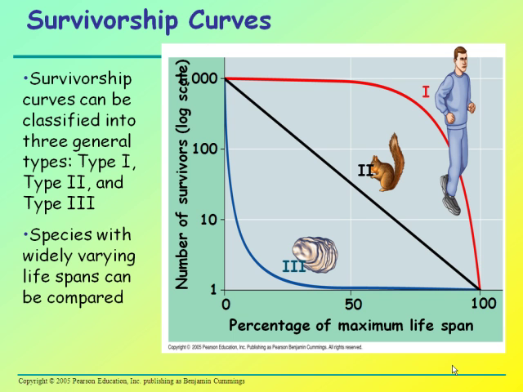Okay, this is another survivorship curve, an idealized survivorship curve, types 1, 2, and 3. Again, the y-axis is logarithmic, the x-axis is a relative scale, so that species with widely varying lifespans, like humans, can be presented together on the same graph as squirrels and limpets.